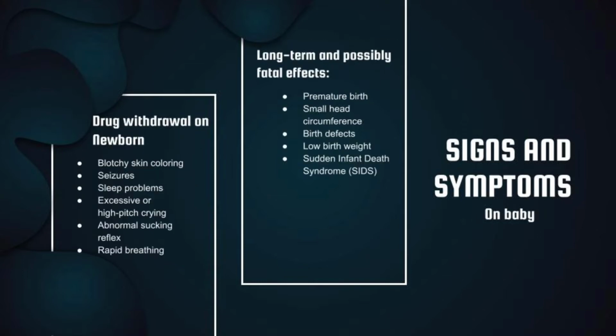For signs and symptoms on the baby, we have, first, drug withdrawal on newborn: blotchy skin coloring, seizures, sleep problems, excessive or high-pitched crying, abnormal sucking reflex, and rapid breathing. For the long-term and possibly fatal effects, we have premature birth, a small head circumference, birth defects, low birth weight, sudden infant death syndrome or SIDS.